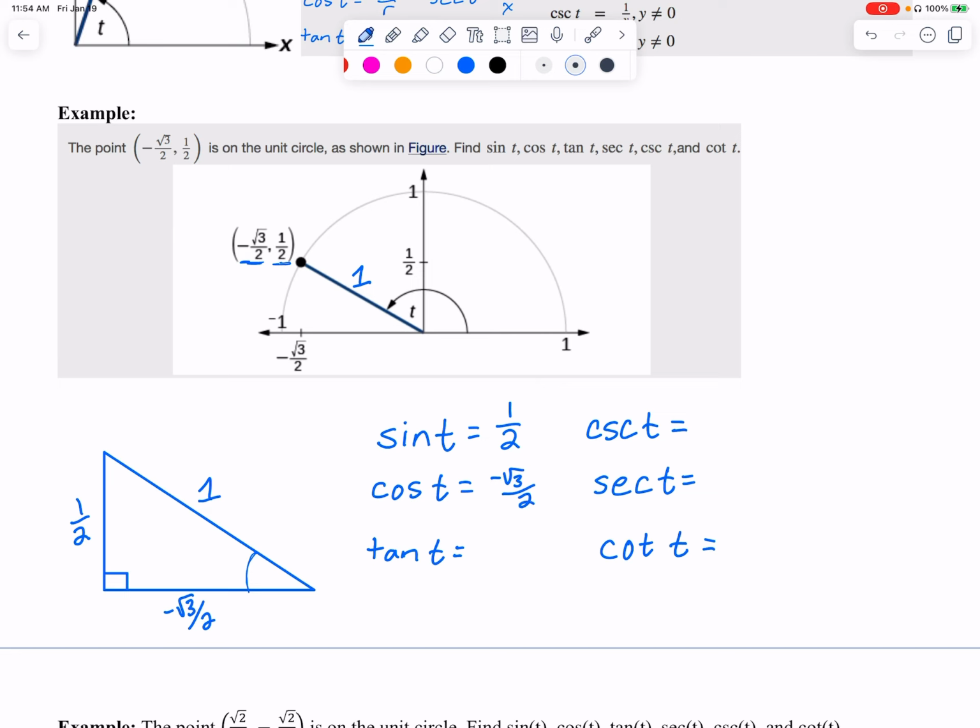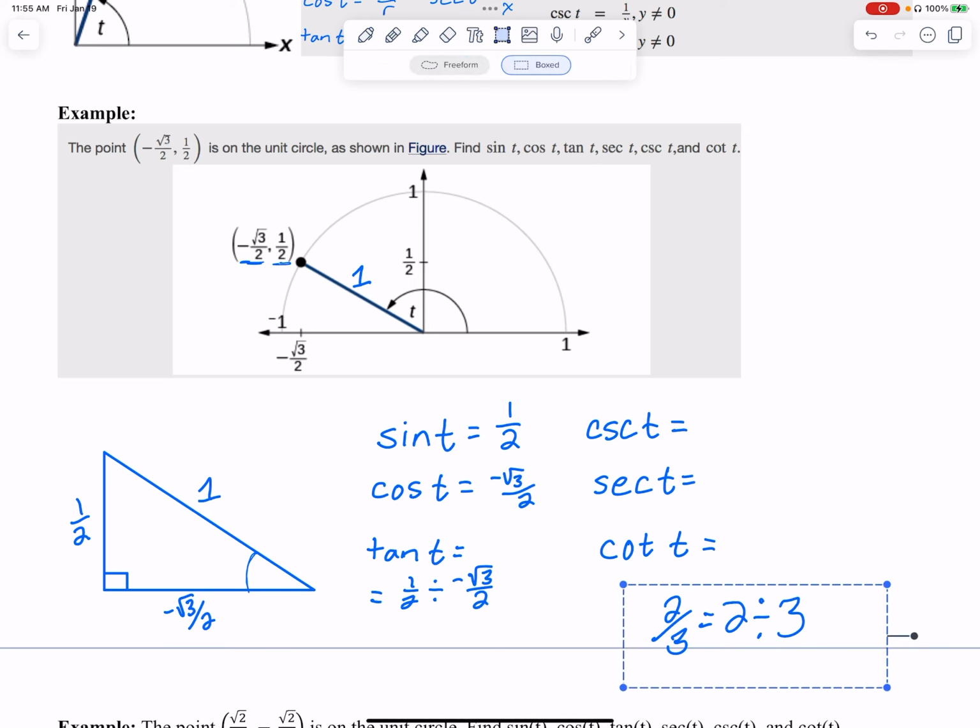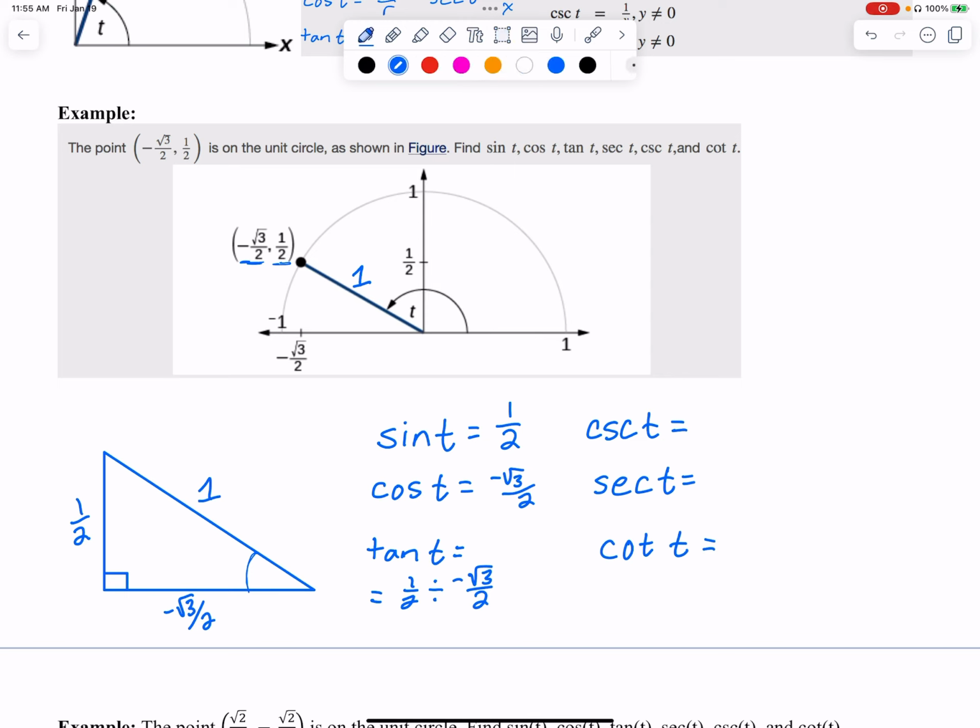And then tangent, we'll have to work this out. I'm going to do it right below. It's 1/2 divided by negative rad 3 over 2. Remember, if I do 2 over 3, this means 2 divided by 3, right? That's all we're doing right there. All right, so if we do that, remember, dividing fractions, I flip and multiply.